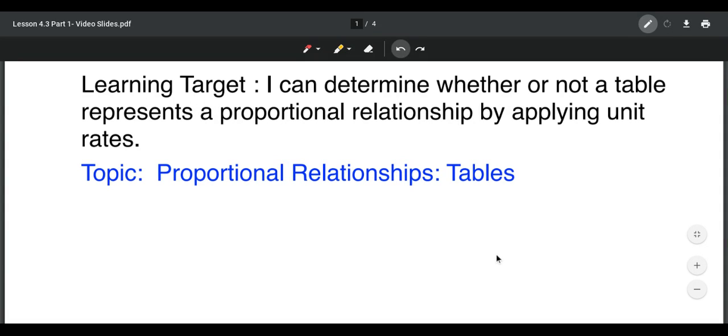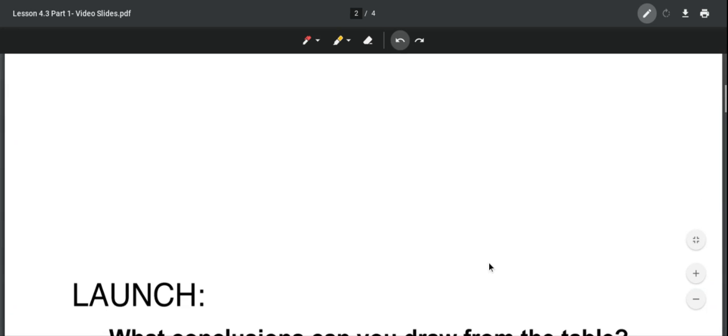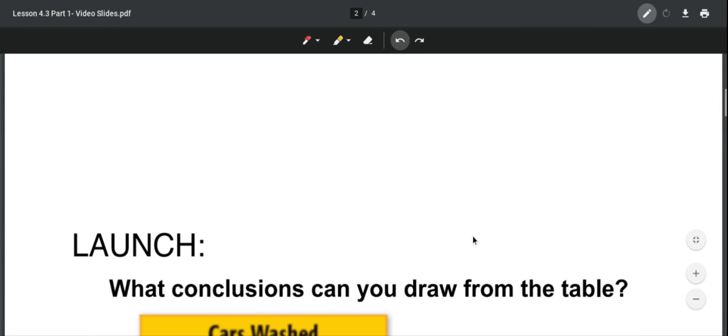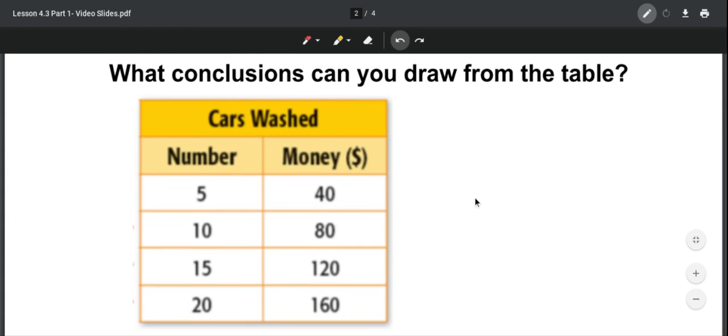Hello, boys and girls. In lesson 4.3, we will be able to determine whether or not a table represents a proportional relationship by applying unit rates. Let's begin by looking at a launch question. What conclusions can you draw from the table below?